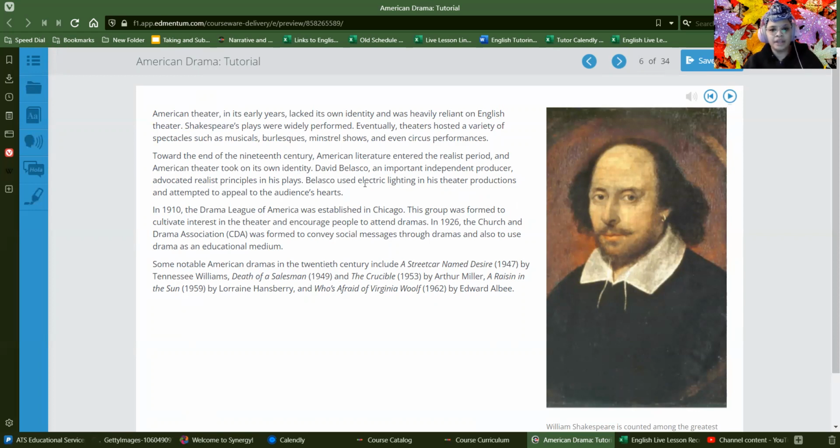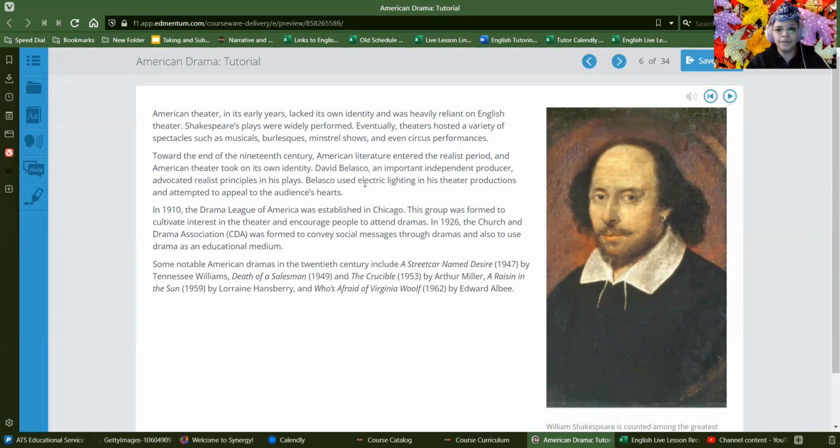Then at the bottom, we get information about groups and some important dramas that happened in the 20th century, the 1900s. In 1910, the Drama League of America was established in Chicago, and the point of the group was to push theater and make it more popular. In 1926, the Church and Drama Association tried to convey messages about being social and moral, and use drama and plays as an educational tool.